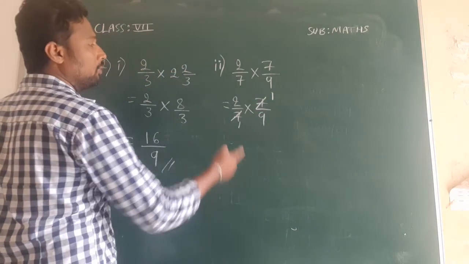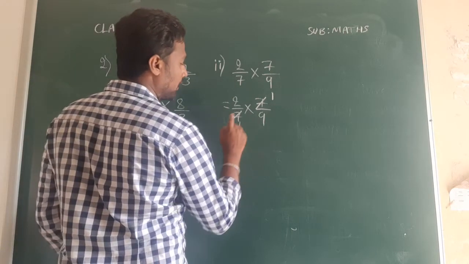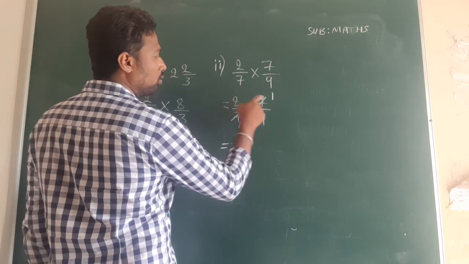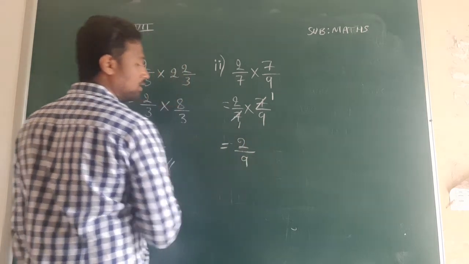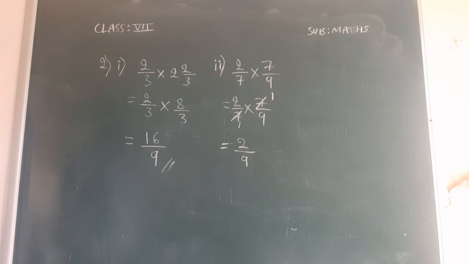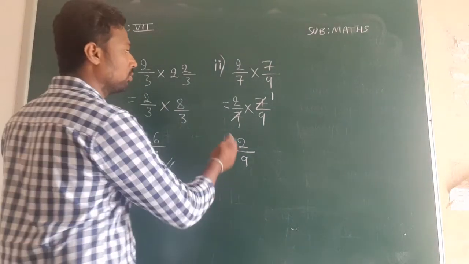Now in the numerator we have 2 and 1, and in the denominator we have 1 and 9. So now I will multiply. 2 into 1 means 2 and 1 into 9 means 9. 2 divided by 9. So we cannot divide any of the numbers now. This is our final answer, 2 divided by 9.